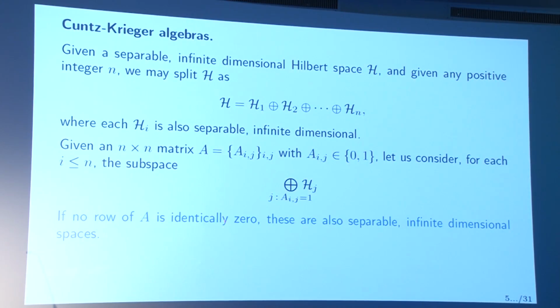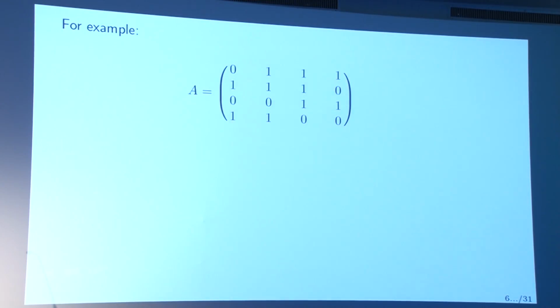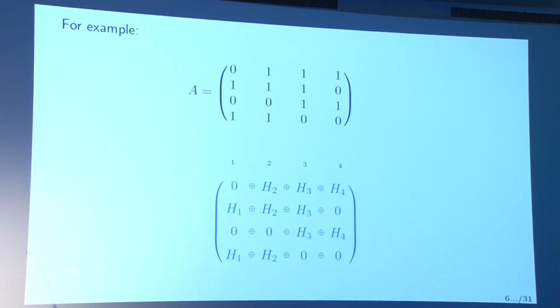Unless a row of A is identically equal to 0, which is something that I would like to avoid, these spaces you see here are again separable infinite-dimensional spaces, so they are isometrically isomorphic to the original H_i's. So let's choose an isometry S_i there. Here's an example. Here's a matrix of zeros and ones. So I build my spaces like this. Relative to the first row of the matrix, I take the sum of H2, H3, and H4. And as you can see, every time I see 1 up there, I put the corresponding space H here. So these spaces are isometrically isomorphic to the corresponding H_i's.